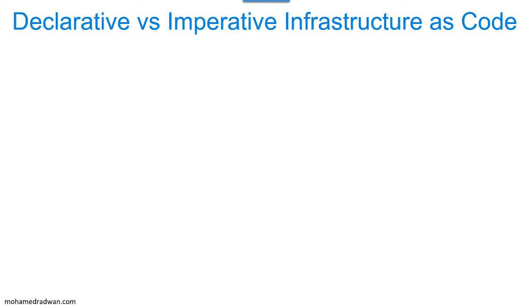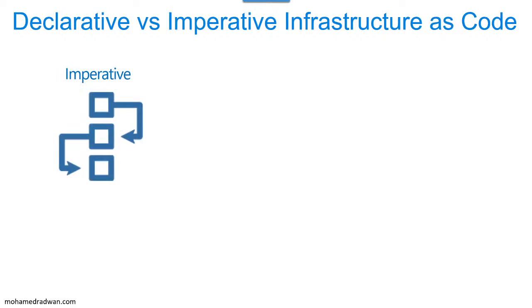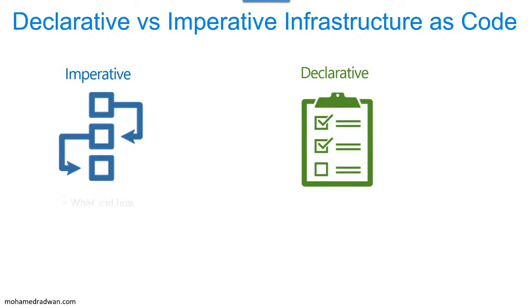So let's understand a very important concept about declarative vs imperative infrastructure as code. When we talk about imperative vs declarative, imperative explains what and how, but declarative is what, not how. Here it is a workflow, but here it is logic, not workflow. This is a procedure. It is the same as a programming language.